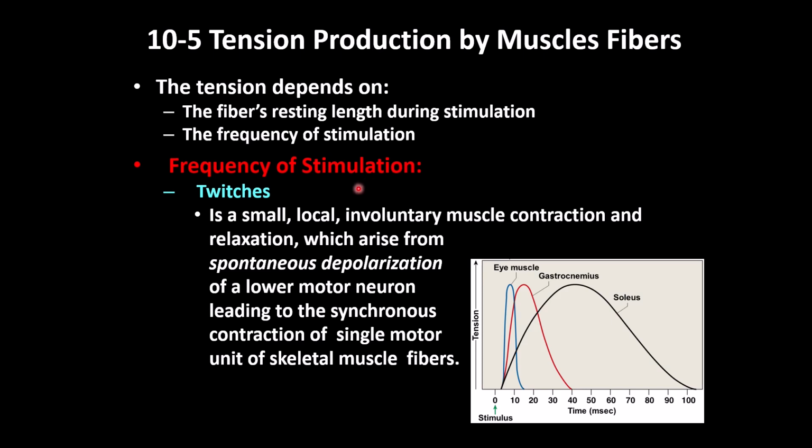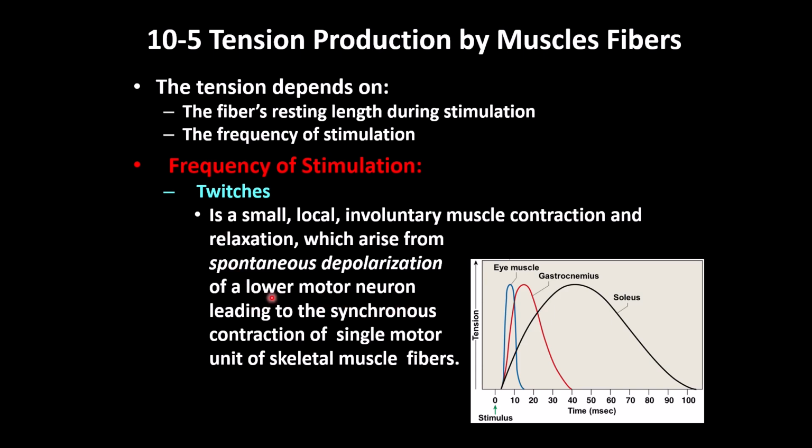First, there are 5 different ways the muscles are stimulated, depending on how fast the signals are coming. The first one is called twitches. Twitches happen only once. These are spontaneous and involuntary. You did not decide to do it. It can happen locally at the lower motor neuron.